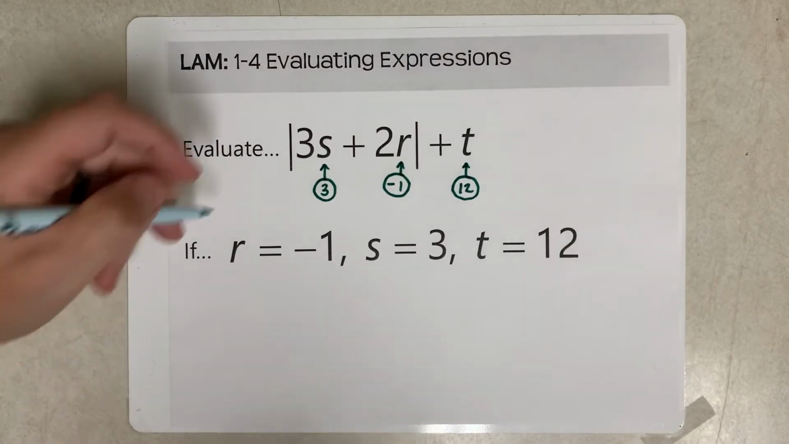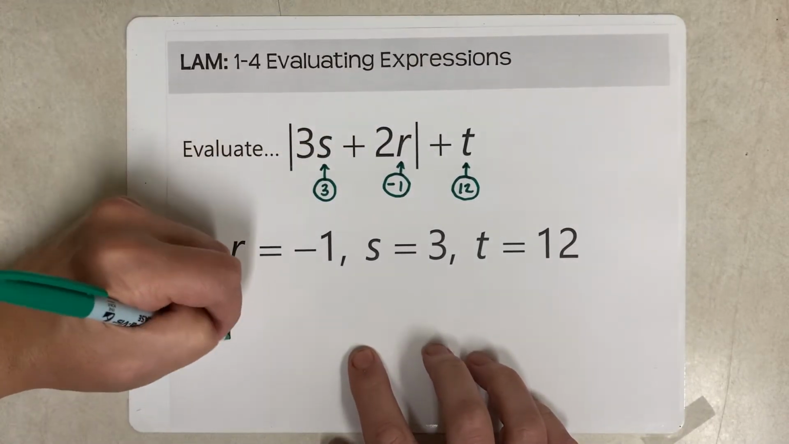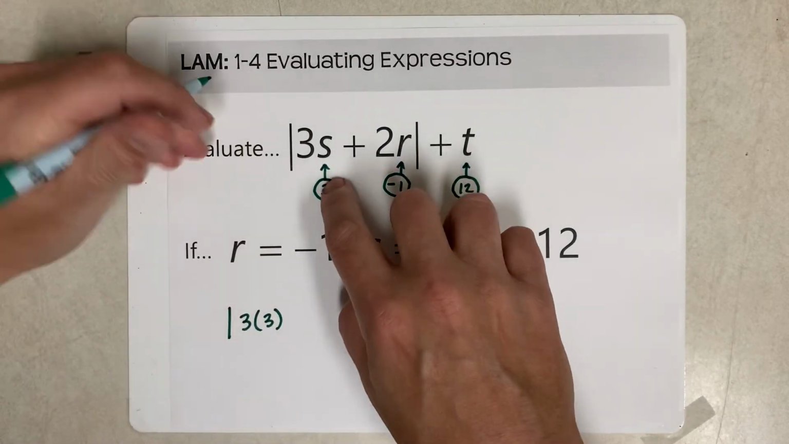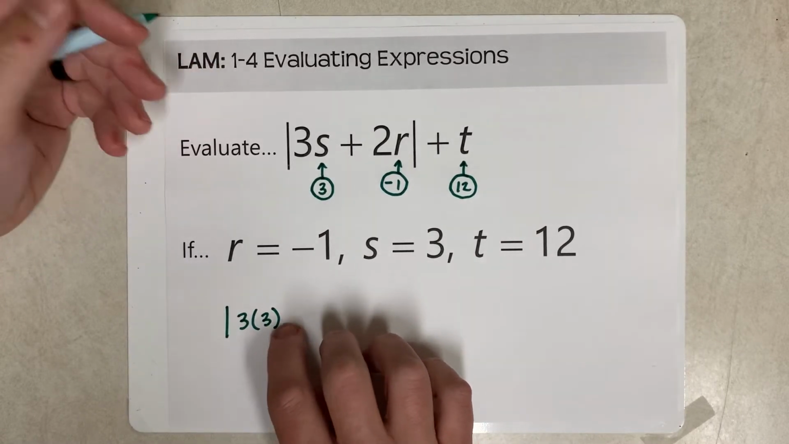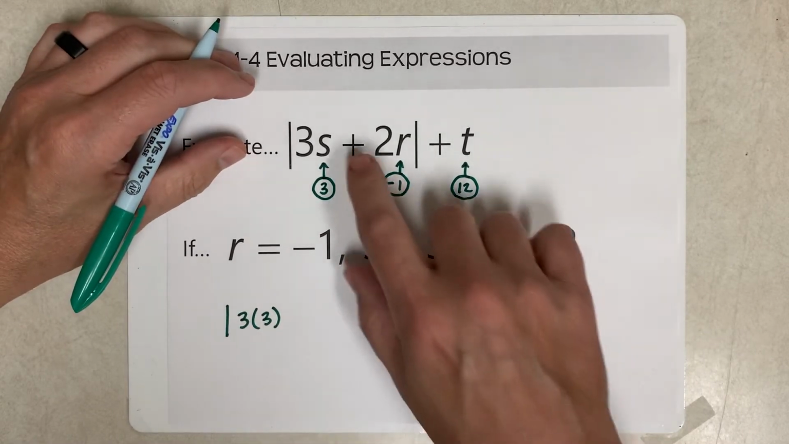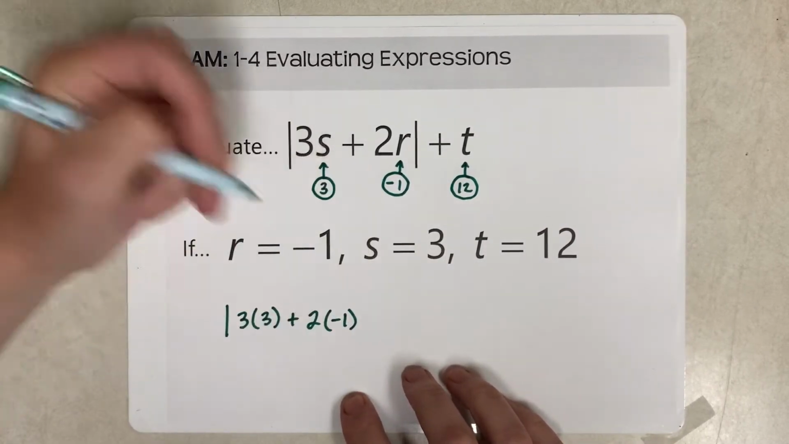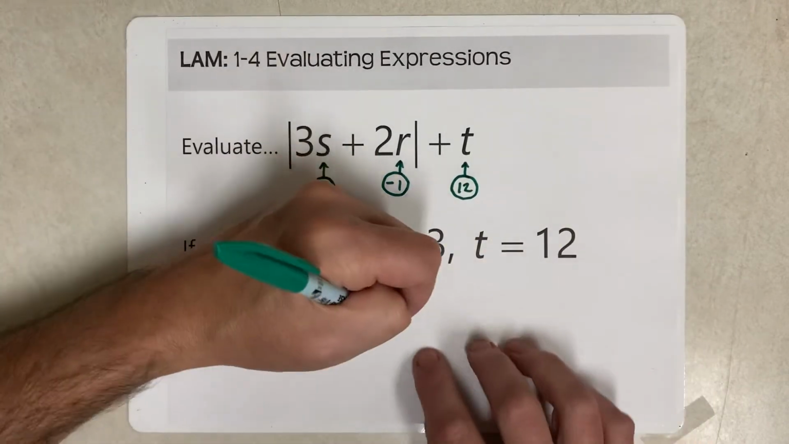Okay, let's take a look. These are absolute value bars. You've seen those before. So 3 times 3. And I have to use parentheses this time because it's multiplication. Otherwise, I'm going to wind up with 33, and that's not going to work out too well. Plus 2 times -1, absolute value, plus, and I can just put 12 down because that's not going to hurt anything.